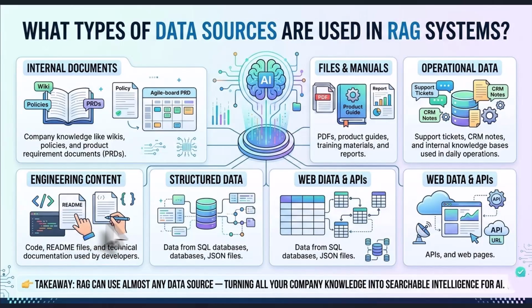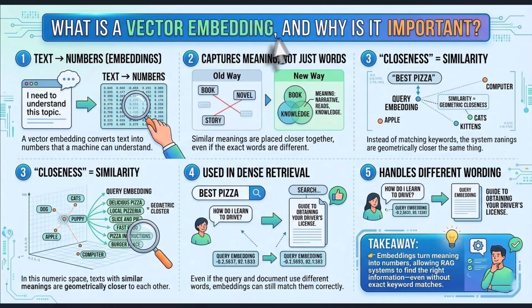Okay. Another one is structured and web data, that is the data from SQL databases, JSON files, APIs, and web pages. That means RAG can use almost any data source, and RAG turns all your company knowledge into searchable intelligence for AI. Okay. Let's understand what is a vector embedding and why is it important.